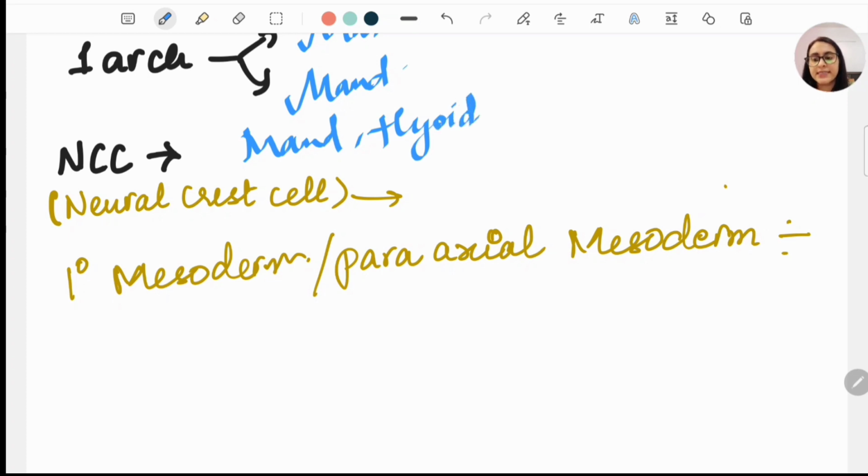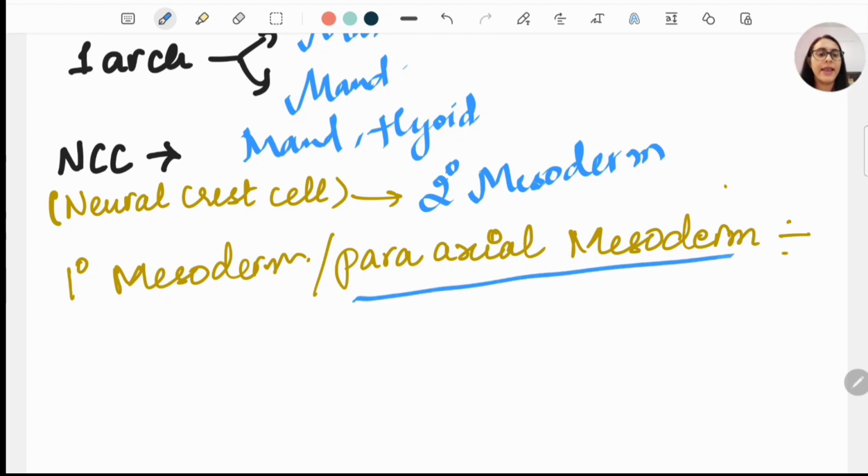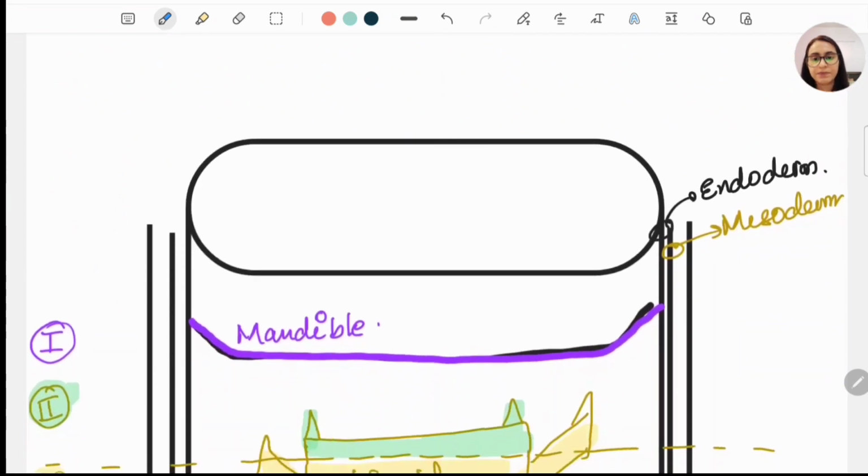So neural crest cells, they form the secondary mesoderm. Then what are the structures contributing to the primary mesoderm? Primary mesoderm is also known as paraxial mesoderm. We have 2 kinds of mesoderm, primary and secondary. So the mesoderm gives rise to muscles of mastication, so the muscles.